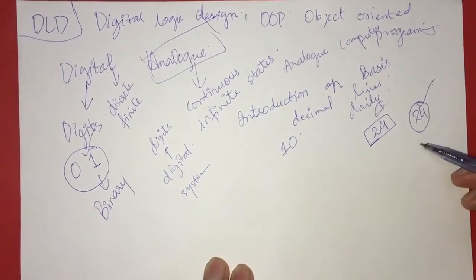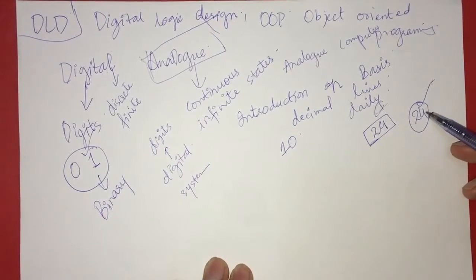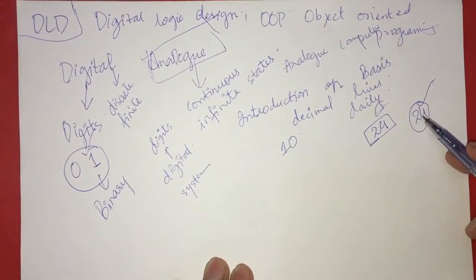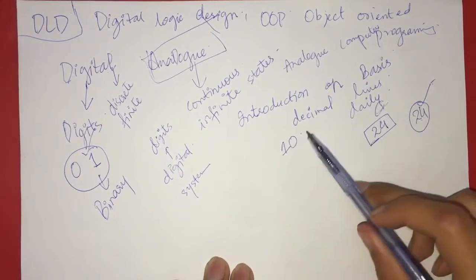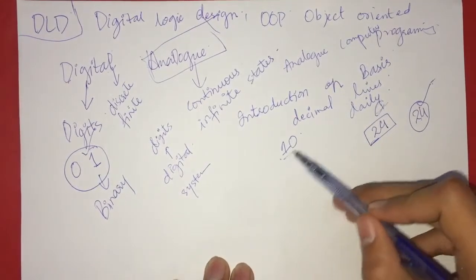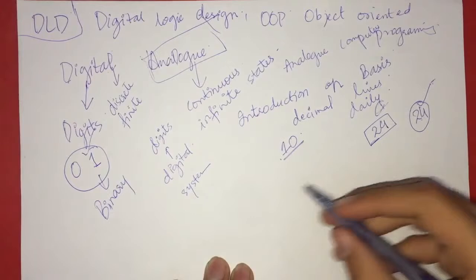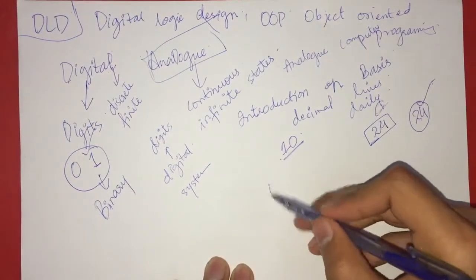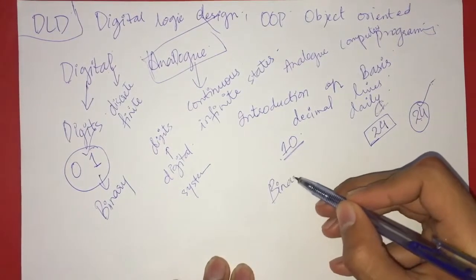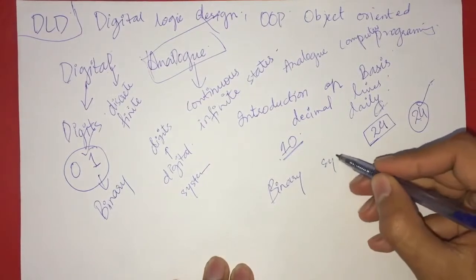Here 2 and 4 are added to each other using the decimal number system, that is base 10. You have many other systems. For example, the most common one which we are going to study here is the binary system.